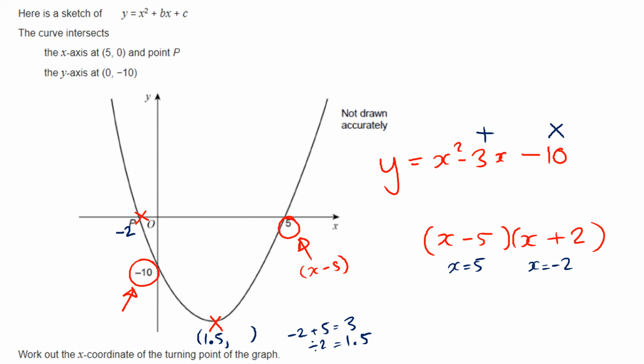And if we wanted to figure out what the turning point actually was, we could sub 1.5 into it. So we could go, give me 1.5 squared minus 3 lots of 1.5 minus 10. That's 2.25 minus 4.5 minus 10, which is minus 12.25. So if you wanted to go above and beyond and answer more than the question in front of you, you could. But the key point there was realizing how factorizing works.